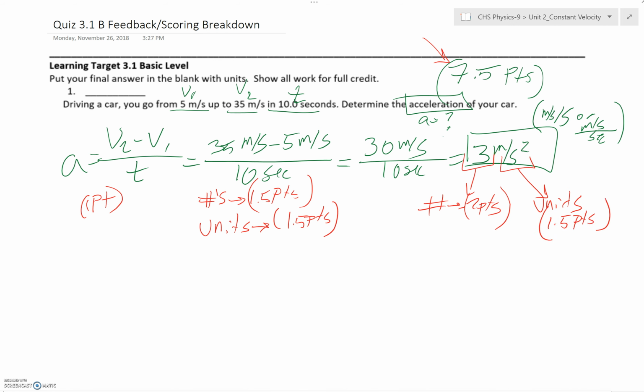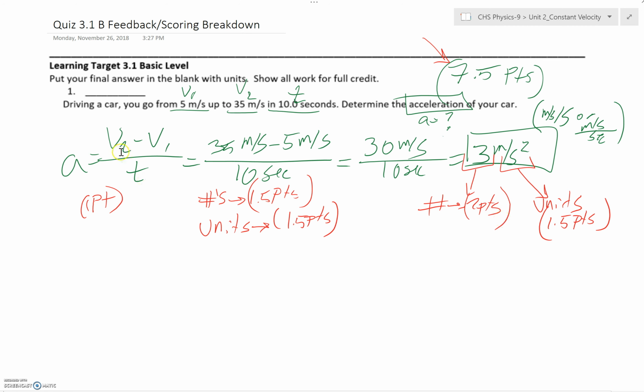So in case you're curious, the way the scoring breakdown works is you can miss any one of these pieces and still pass except for your number here. So if you got this equation, you did your work all correctly, you had meters per second squared, but you said 6 meters per second squared, that would put you at a 5.5 out of 10, which would not be enough to pass.